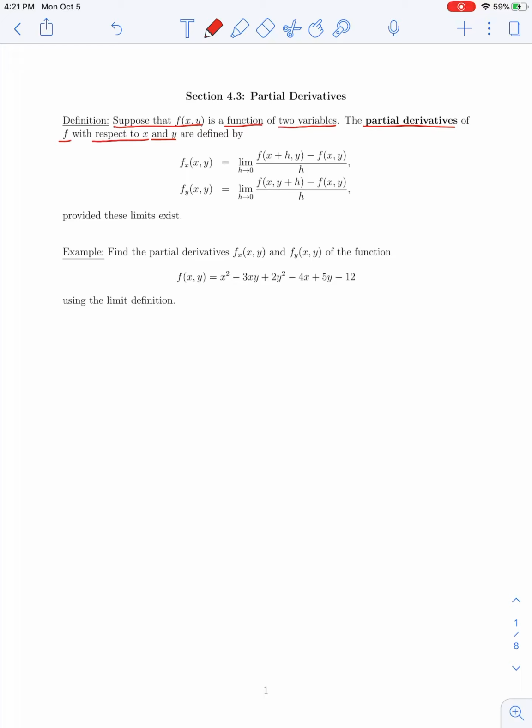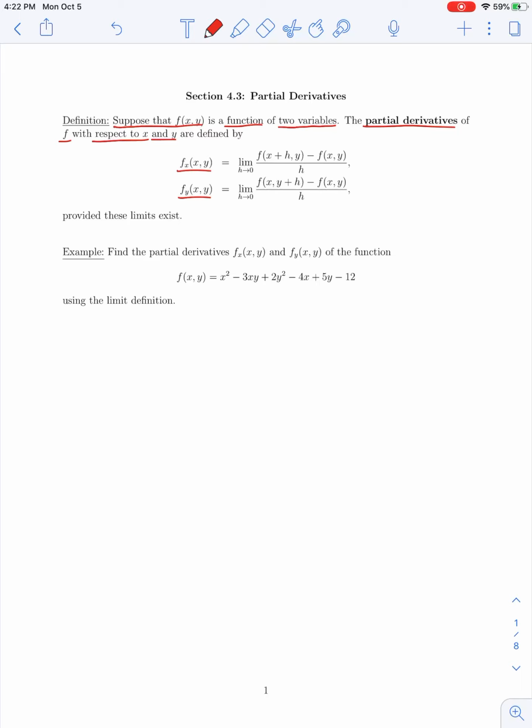So first off, let me talk about the notation that we're going to use for partial derivatives. So if I have a function that depends on two variables x and y, I could differentiate with respect to either variable. And the partial derivative of this function f with respect to x will be denoted as f sub x of xy, and the partial derivative of f with respect to y will be denoted as f sub y of xy.